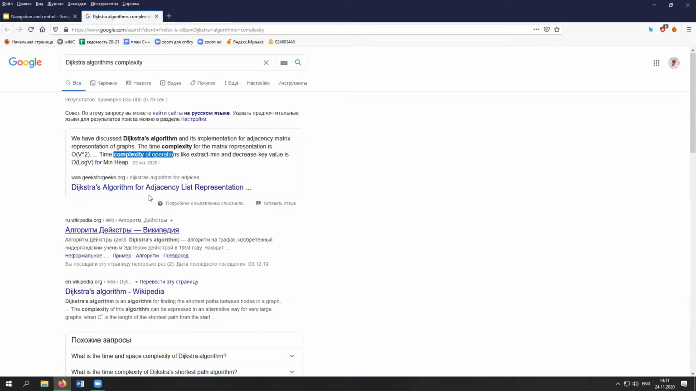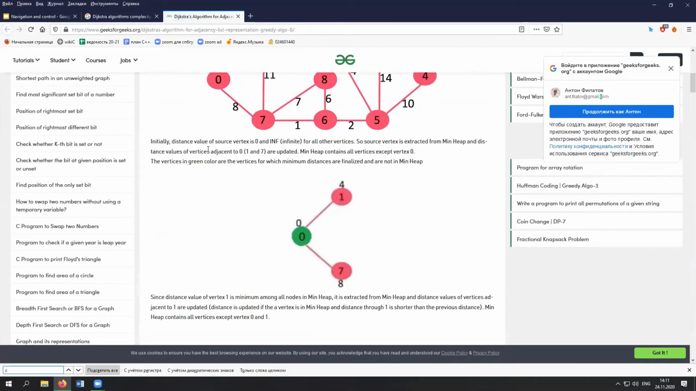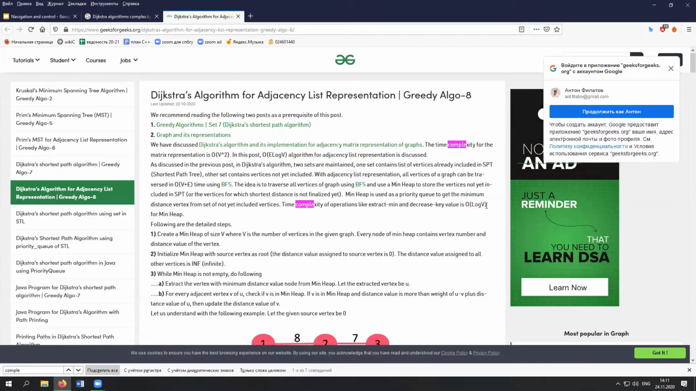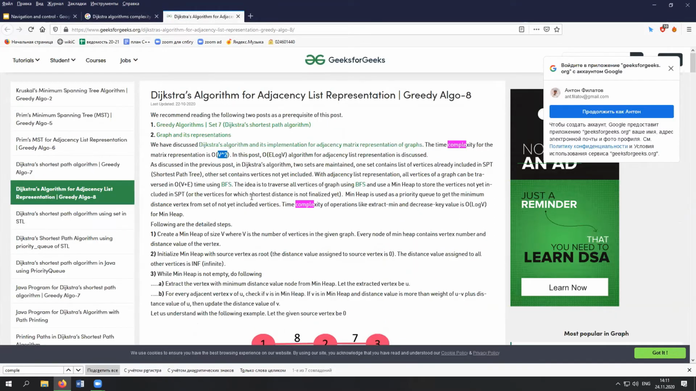Dijkstra algorithm complexity. Time complexity for the matrix representation. This is more looking like truth. Yeah, the Dijkstra algorithm has quadratic complexity. I guess that just in this paper there is a description of the algorithm with logarithmic complexity. Okay.